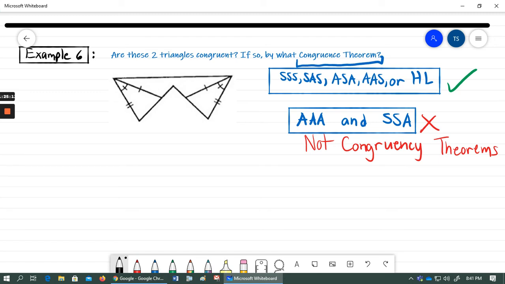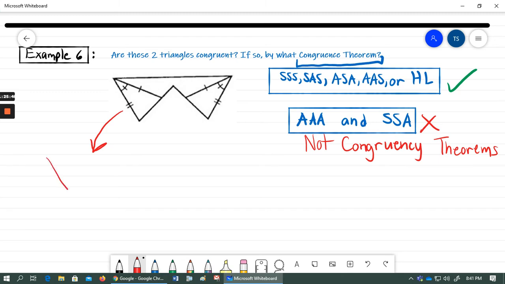Alright, so here we go, folks, with example 6. With this one, are these two triangles congruent? If so, by what congruence theorem? Guys, I love it when they take creative liberty like this and draw out your diagram like this. You see how they got these two triangles looking so weird and got extra stuff attached to it.